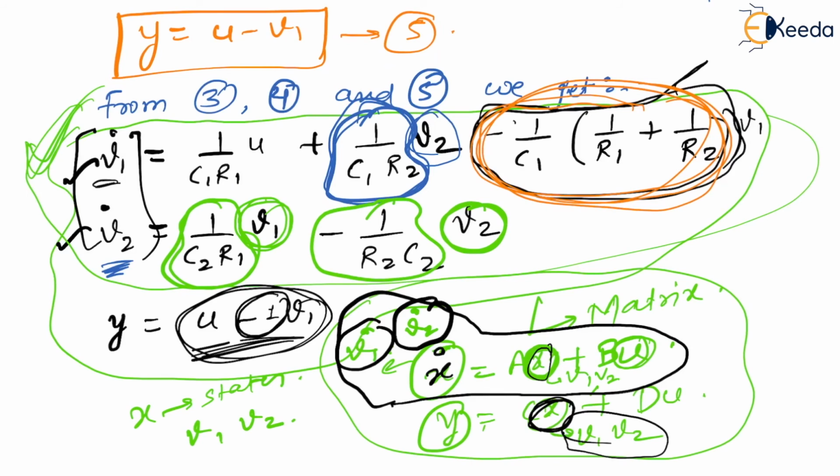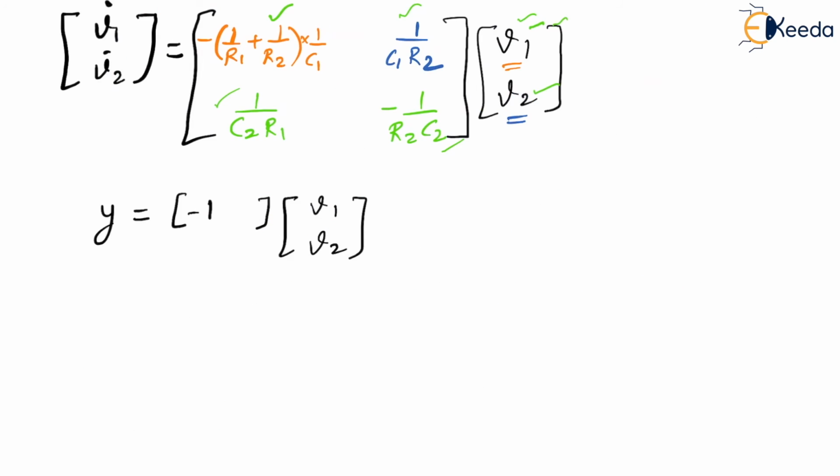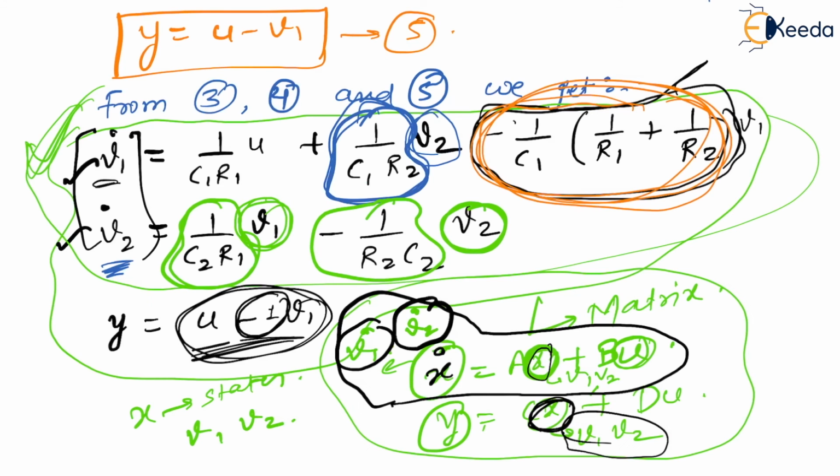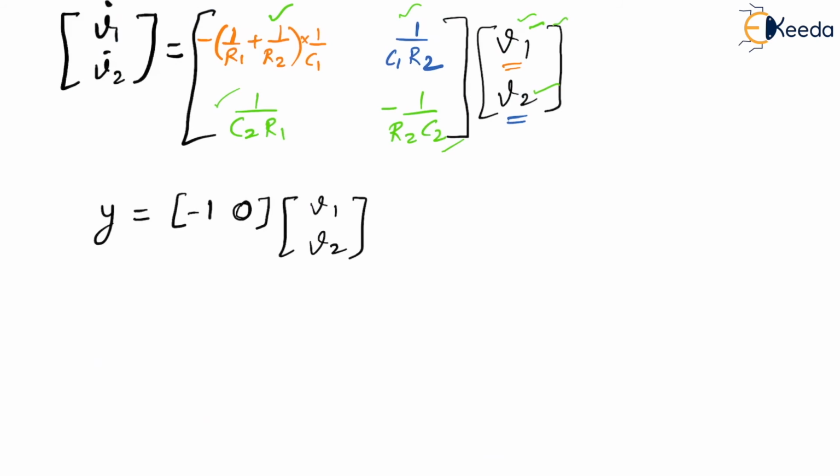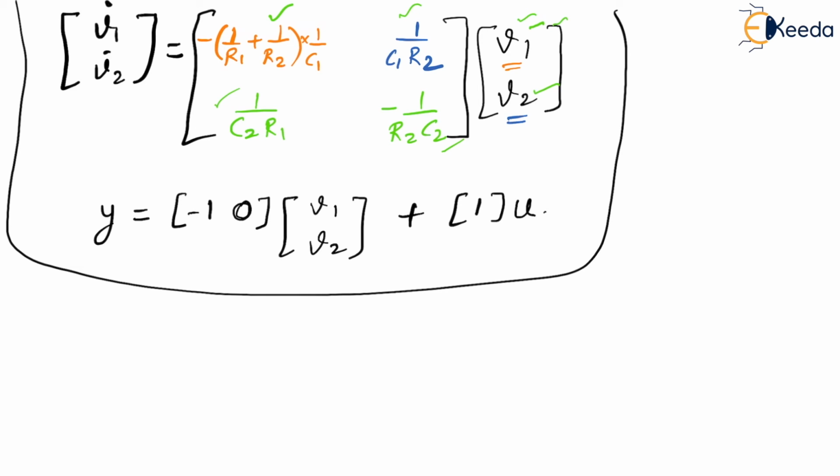Do you have any term related to v2 here? No. So here if you see, v2 is going to be 0. Then definitely you have this u, right? So it's going to be plus 1 into u. So this becomes your state space model, which we have derived from an electrical circuit. This particular state space model has been derived.